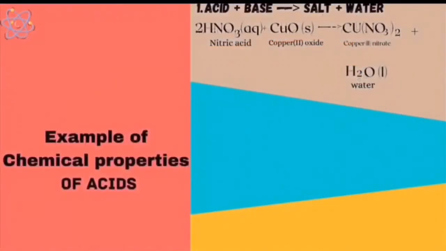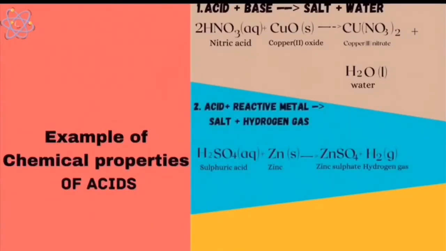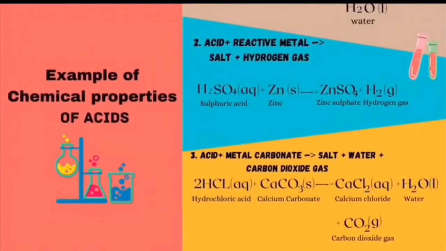This is the example of chemical properties of acids. First, nitric acid plus copper(II) oxide produce copper(II) nitrate plus water. Second, sulfuric acid plus zinc produce zinc sulfate plus hydrogen gas. And lastly, hydrochloric acid plus calcium carbonate produce calcium chloride plus water plus carbon dioxide gas.